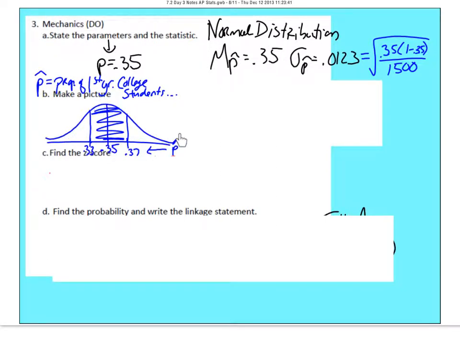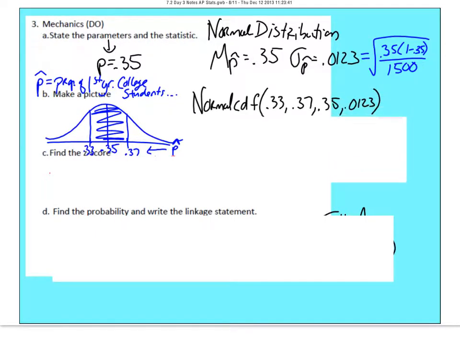It's approximately normal, and we want to look at the probability between 0.33 and 0.37. So we want this shaded region. All I have to do at this point is use my calculator. I'm going to compute a normal CDF of my lower bound, my upper bound, the mean, and standard deviation. For calculator speak, I've stated the mean and standard deviation, and I said it's normally distributed. I'm done. That's all I have to show. The answer for this is about 89.61%.